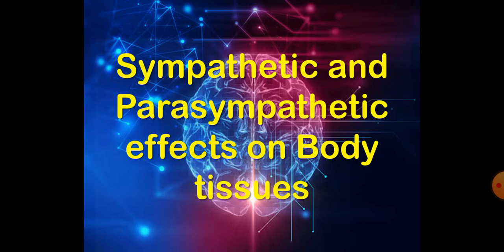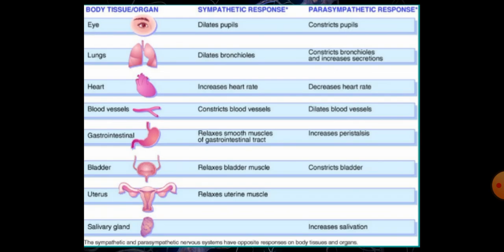Sympathetic and parasympathetic effects on body tissues. As you can see, in the eyes, the sympathetic response dilates the pupils, while the parasympathetic response constricts. In the lungs, the sympathetic response dilates bronchioles, while the parasympathetic constricts bronchioles and increases secretion. In the heart, it increases heart rate, and the parasympathetic response decreases heart rate. In the blood vessels, sympathetic constricts blood vessels, while parasympathetic dilates blood vessels.